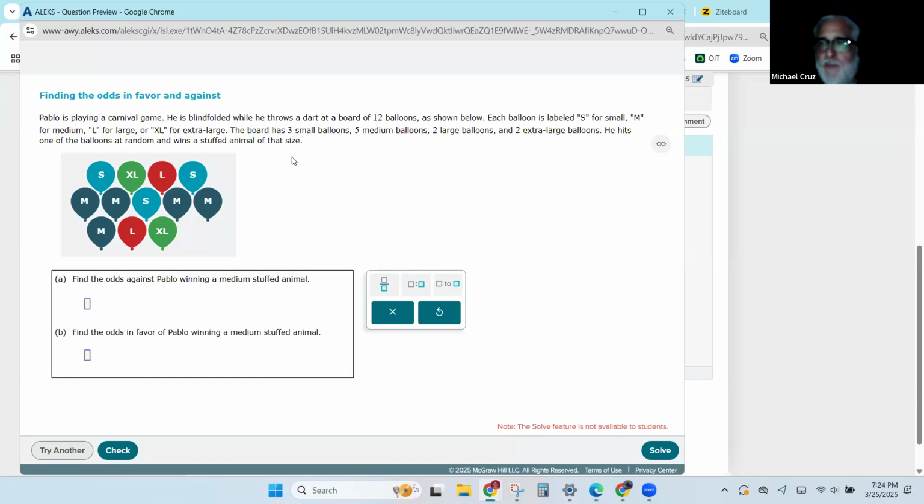Each balloon is labeled S for small, M for medium, L for large, and XL for extra large. So the board has 3 small balloons, 5 medium balloons, 2 large balloons, and 2 extra large balloons. He hits one of the balloons at random and wins a stuffed animal of that prize. So we want to find 2 things. Find the odds against Pablo winning a medium stuffed animal, and the key thing here is medium, and then find the odds in favor of that same medium.